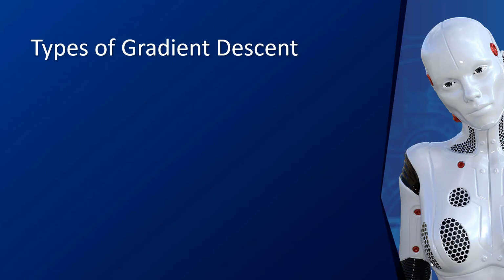Let us discuss the types of gradient descent algorithm. Batch gradient descent uses the entire dataset together to update the model weight. It calculates the loss for each data point in the training dataset but updates the model weight after all the training data points have been evaluated. For example, if we have 1000 data points, then the model's weight update will happen after all the 1000 data points are evaluated.